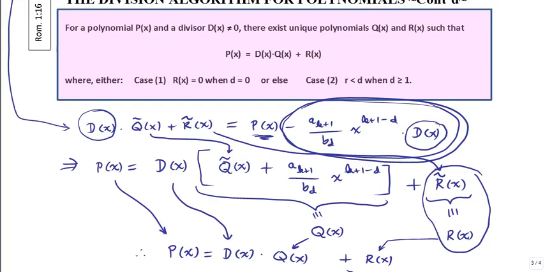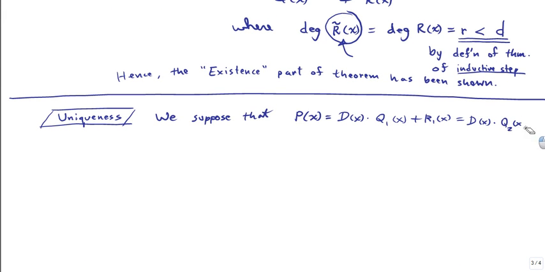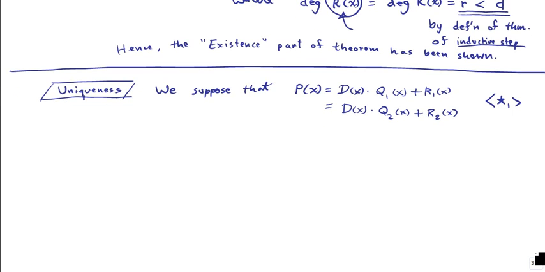Excuse me. Let's go up and see where we lost ourselves here. Okay, so let me go ahead and write this down below here. So this is equal to d of x times q2 of x plus r2 of x. And what we want to show here, let me just call this my star 1 equation, is that q1 is equal to q2 and r1 is equal to r2.